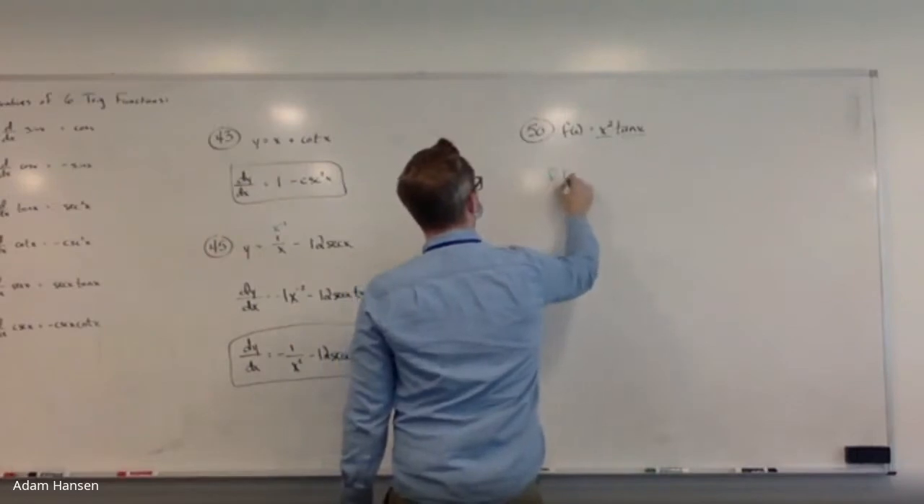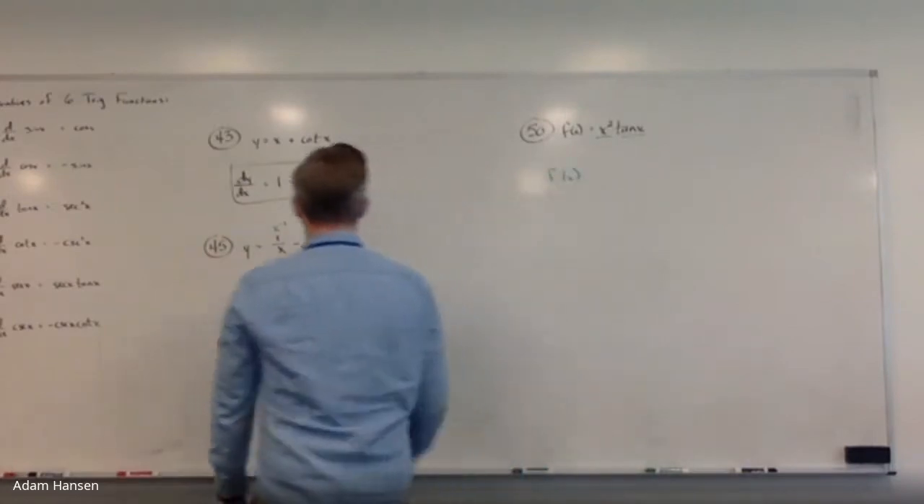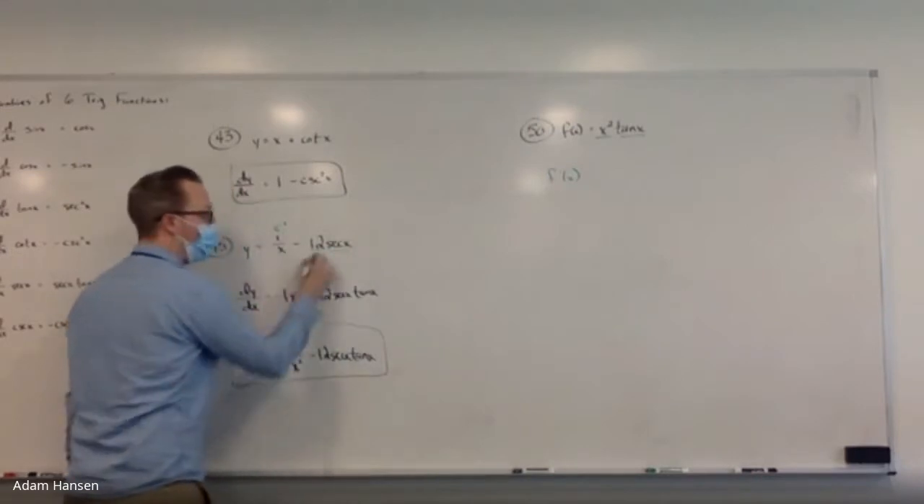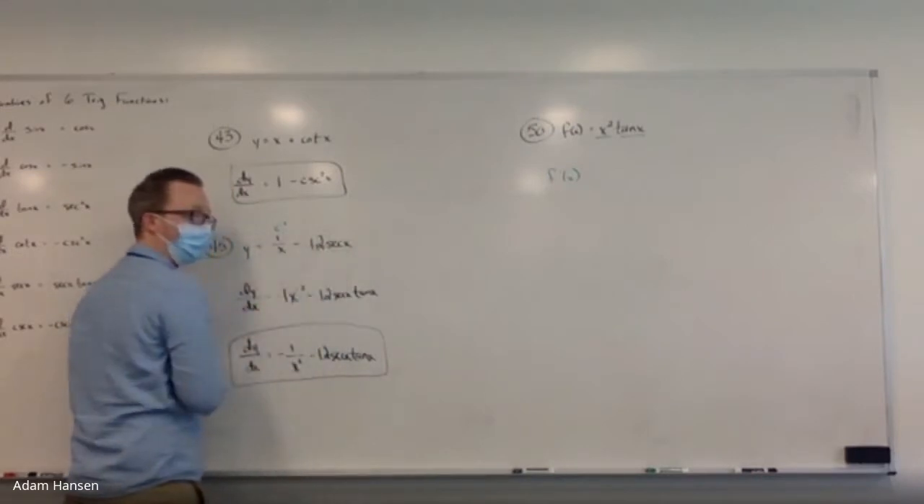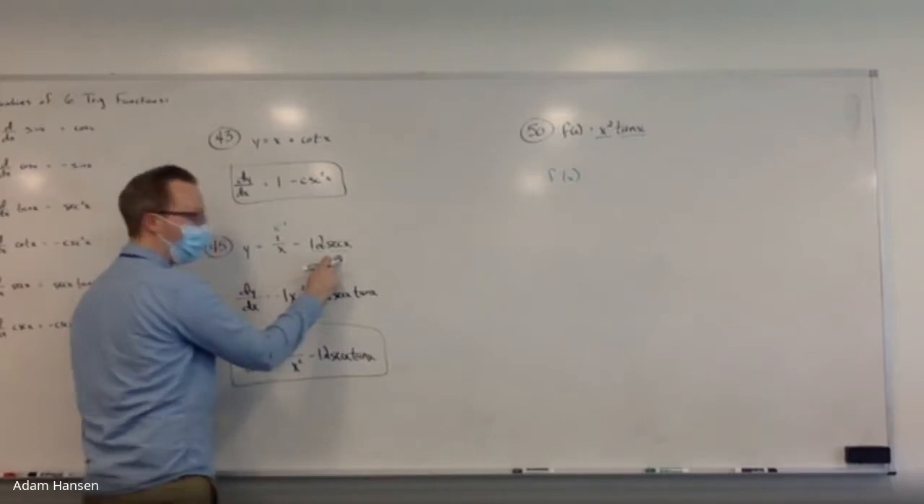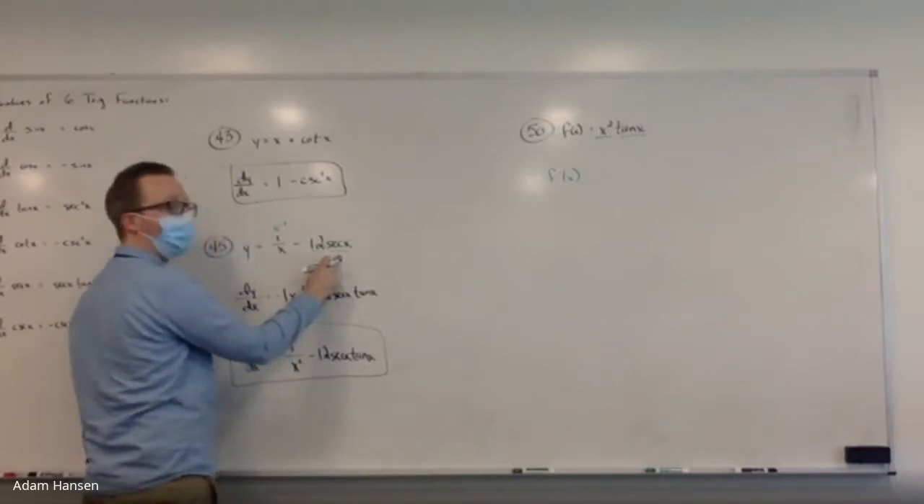So why didn't we do that though when it was 12? Because this is a constant times a function. If it was 12x times secant x, now it's a function times a function. If you want to do product rule for this, Shay, you can. It's just going to be a little bit longer to get to your final answer. It still works.